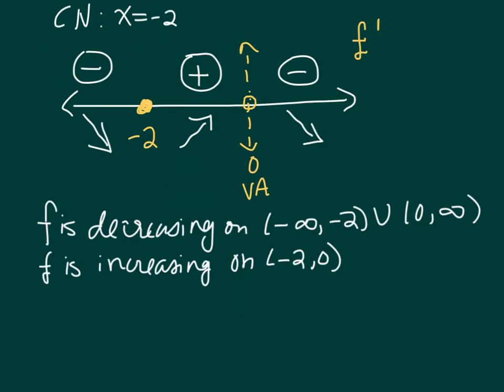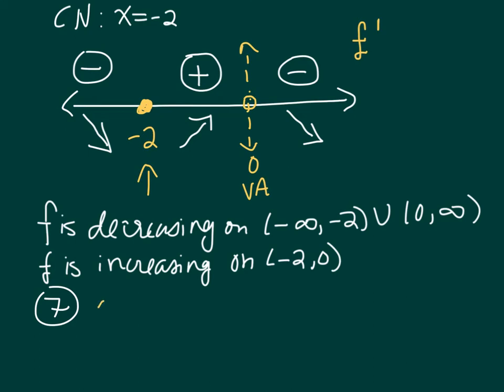And I should write out my intervals of increase and decrease. f is decreasing on minus infinity to minus 2, union 0 to infinity, and f is increasing on minus 2 to 0. Next, I should consider whether I have any local maxima or minima. But here I can see that I have a local minimum at minus 2 because f is decreasing to the left of minus 2 and it's increasing to the right of minus 2.